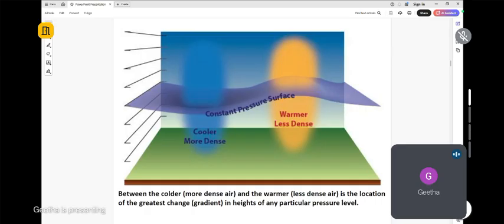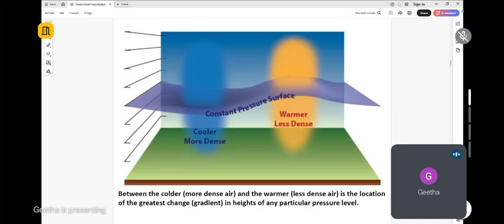Supposing you take the 200 HPA level. The height of the 200 HPA level on the colder side will be at a lower height than the height of the 200 HPA level on the warmer side. So at the interface, you will have a strong height gradient. If it is a constant pressure surface, it is a height gradient.